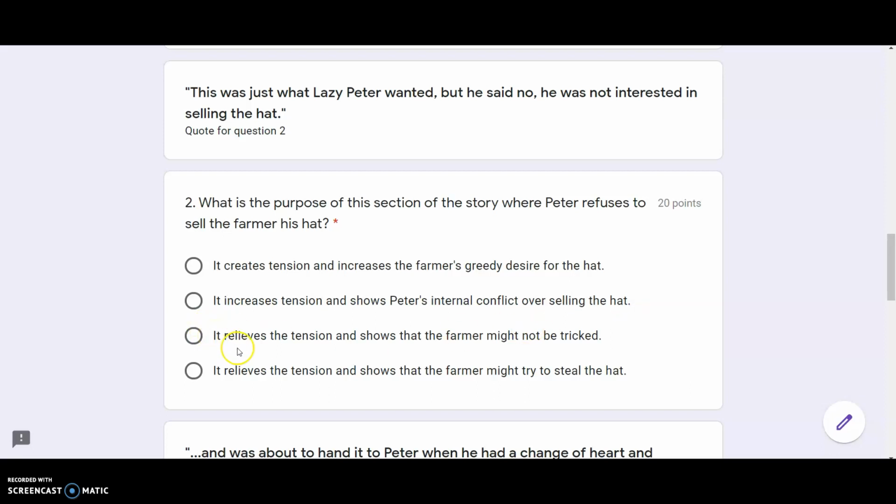B, it relieves the tension, kind of lessens the tension and shows that the farmer might not be tricked. Or D, it relieves the tension and shows that the farmer might try to steal the hat. Okay, go ahead and pause the video and answer question 2.